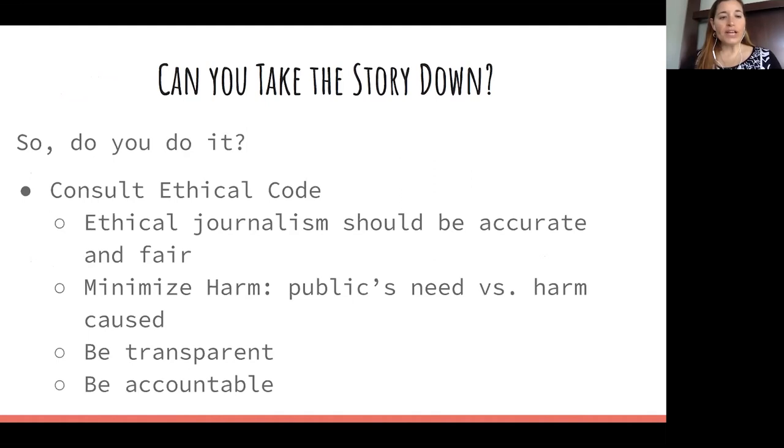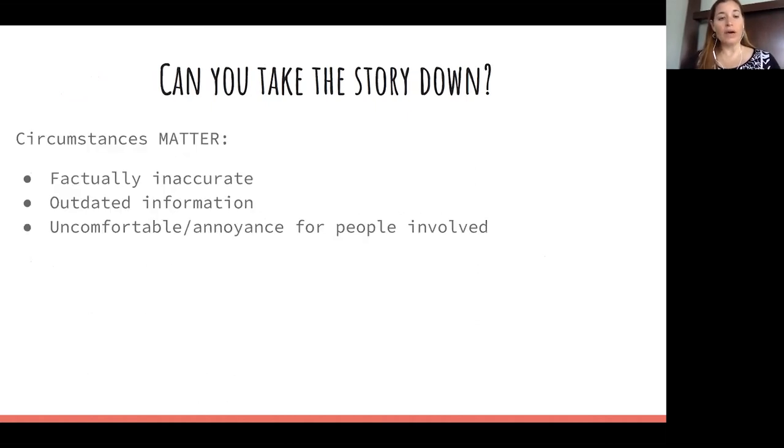So, can you take the story down? We recommend consulting the journalism ethical code, which is that ethical journalism should be accurate and fair, minimize harm, value the public's need versus harm caused, and be transparent and accountable. Circumstances matter. If something is factually inaccurate, we absolutely always recommend correcting the story and making sure that the corrected information is at the top and that the story reflects that it has been corrected. The New York Times is sometimes bad about this, where they'll put a correction way at the bottom of a 2,000 word story. That doesn't really help anyone, because a lot of people don't read down past the 2,000 words.